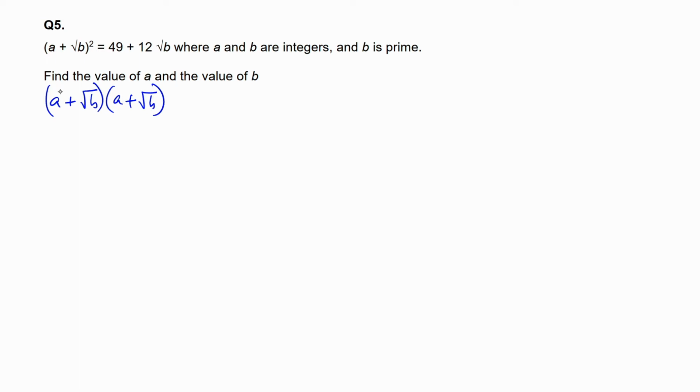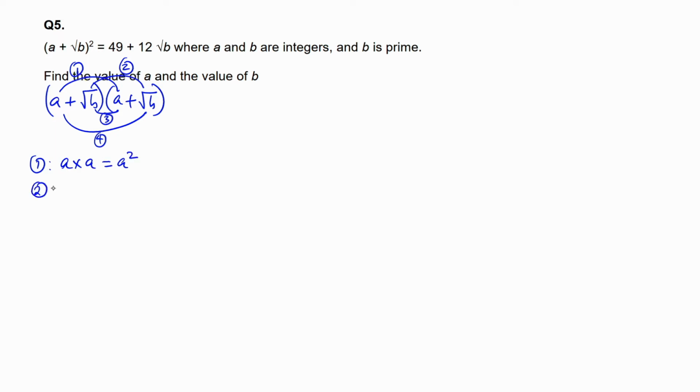So what I'm going to do here is just to FOIL this using the approach that you guys have used previously in algebra. So let me start with this one here. I'll just label this 1, 2, 3, and 4. So for 1, we have a multiplied by a, which will be equal to a squared.